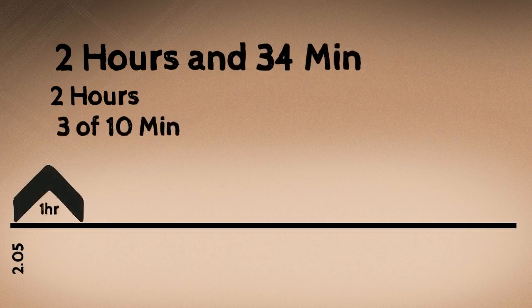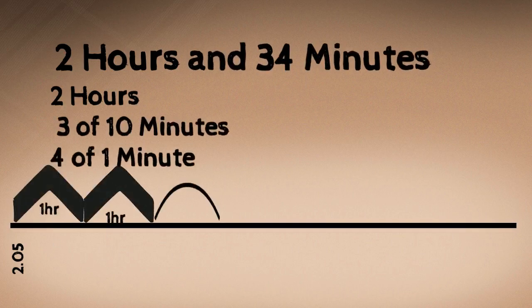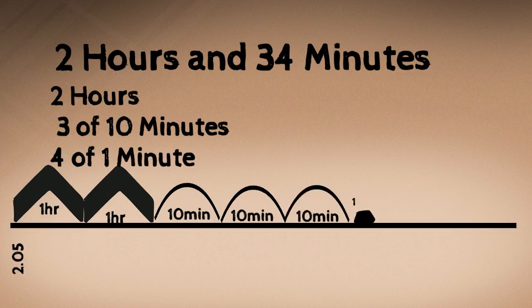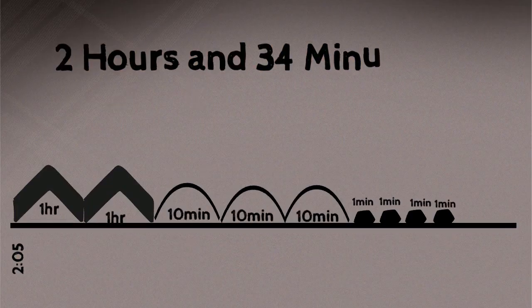Then I'm going to show that time duration on my line using the mountains, hills and rocks. So I need 2 of the 1 hours, then I'll move by 3 of the 10 minutes, and then I will move 4 of the 1 minutes, and then I will be able to add them. Now I'm going to calculate each time.